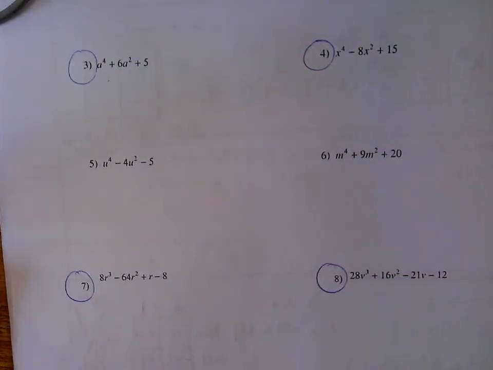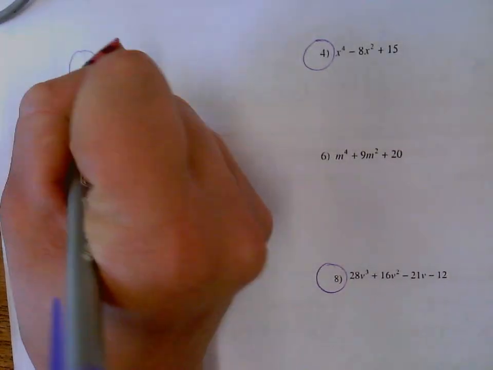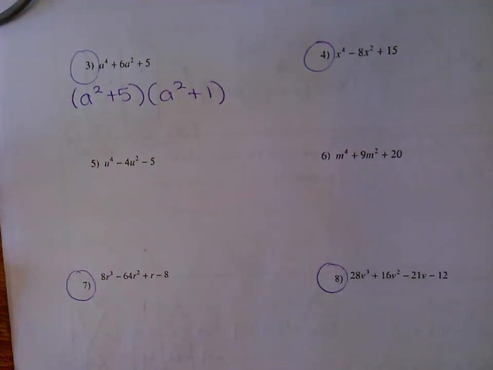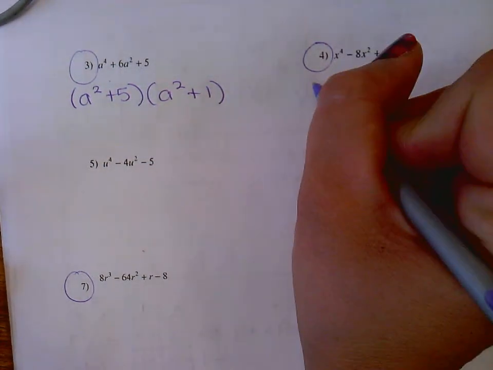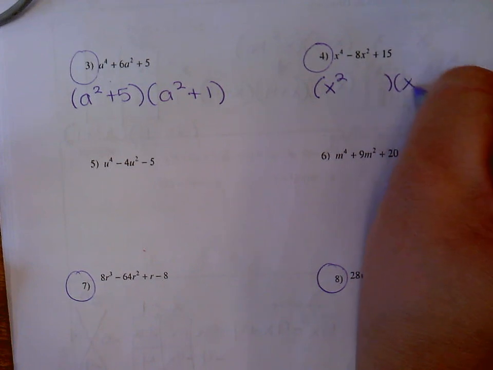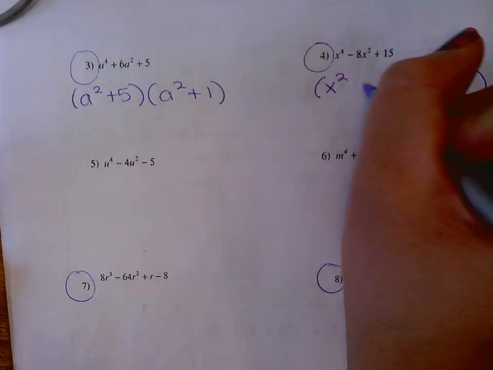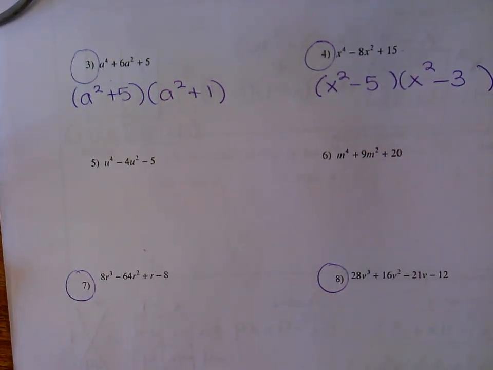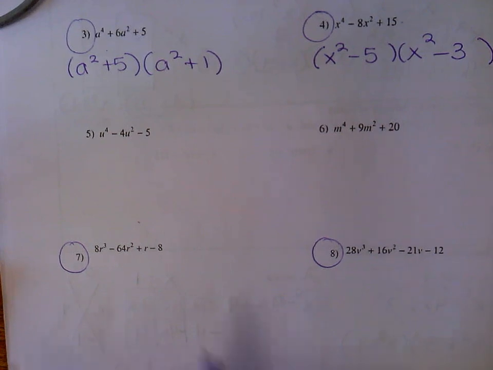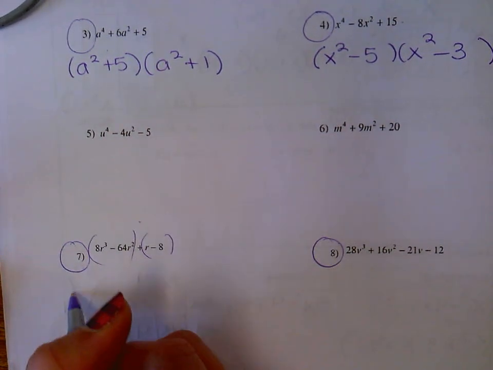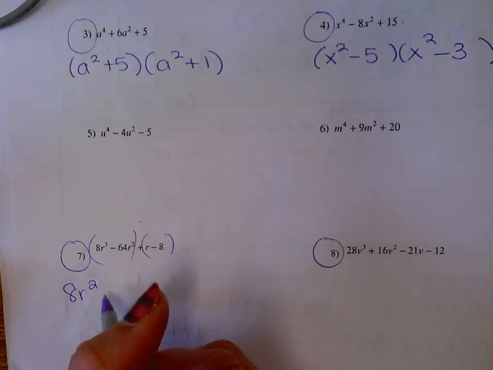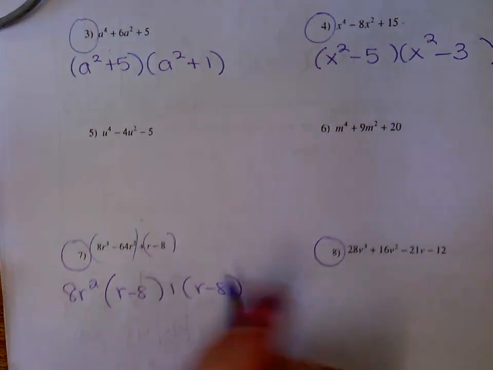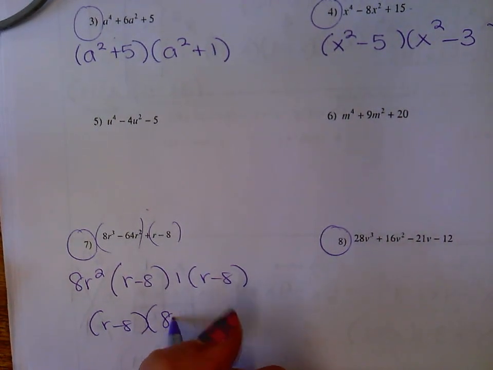the cubic. Let's just see, if you tried the couple at the top, this would be a squared plus 5 and a squared plus 1 that couldn't go any further. And then this one was what? x squared. We want to use 5 and 3, right? Minus 5 and minus 3 to get to 15. And then the other two, if I do it by grouping here, 8r squared times r minus 8, and then 1 times r minus 8. So r minus 8, 8r squared plus 1.